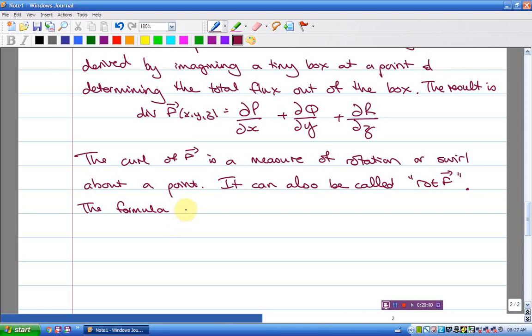The formula for curl is determined, this time not by imagining a tiny little box, but by imagining a tiny little wheel.